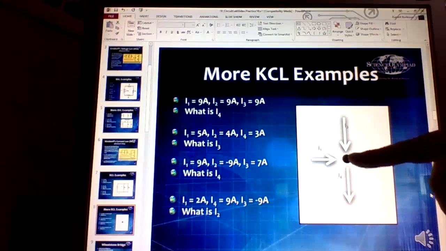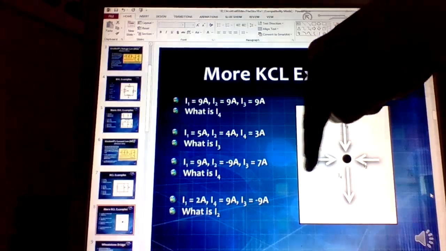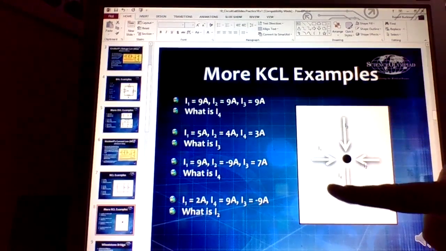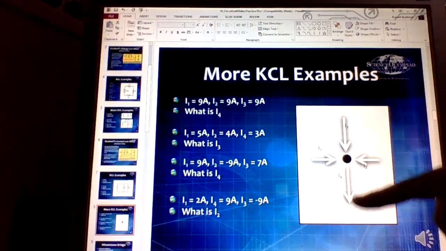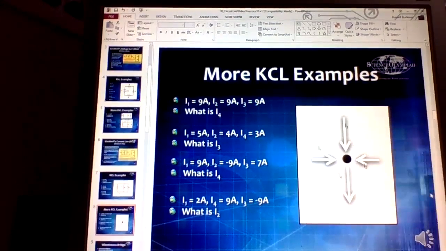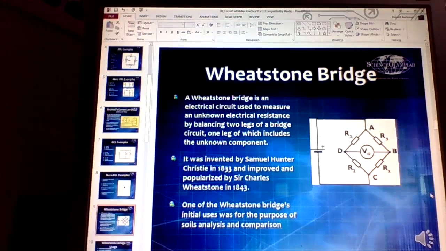Another common thing is they'll draw the node and they'll draw the current going in. So in this particular case, I1 plus I3 plus I2 equals I4. All the ins equal all the outs. And then I solve the problem using algebra.